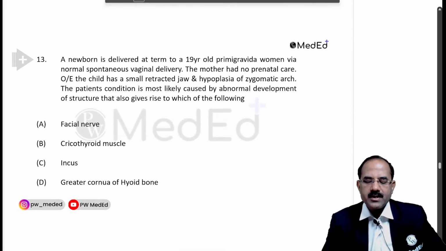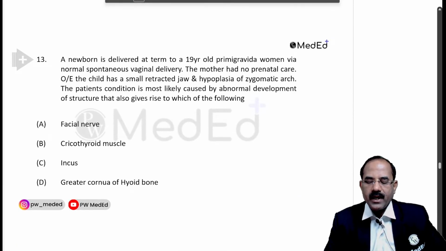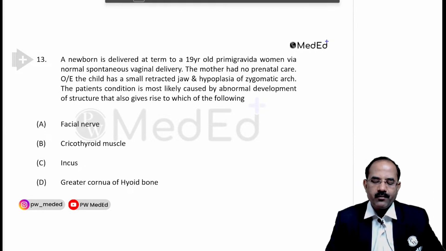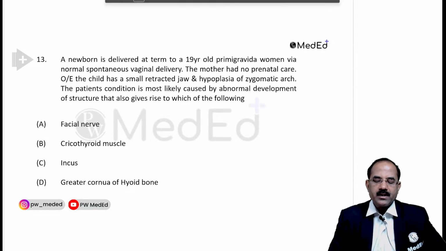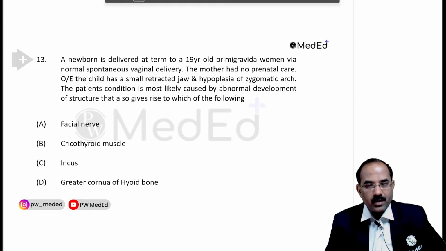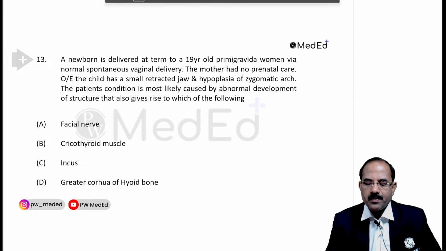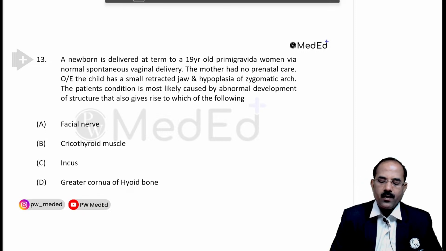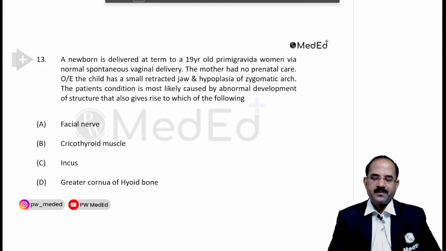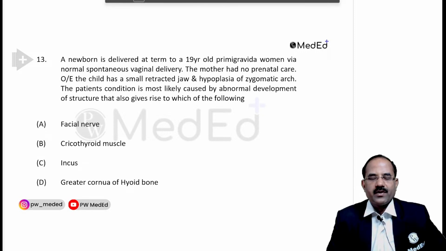A newborn is delivered at term to a 19-year-old primary gravida woman by spontaneous normal vaginal delivery. The mother had no prenatal care. On examination, the child has a small retracted jaw and hypoplasia of the zygomatic arch. The patient's condition is most likely caused by abnormal development of a structure that also gives rise to which of the following? Any guesses for this?